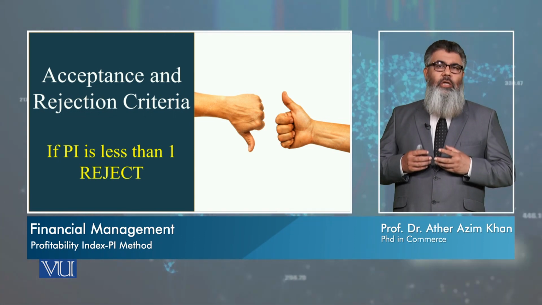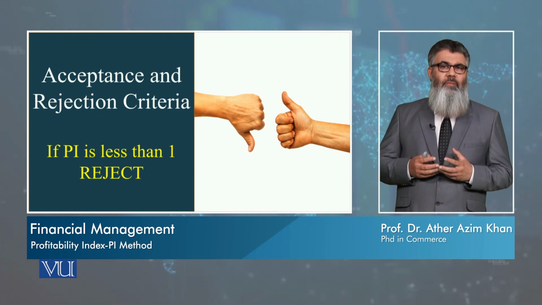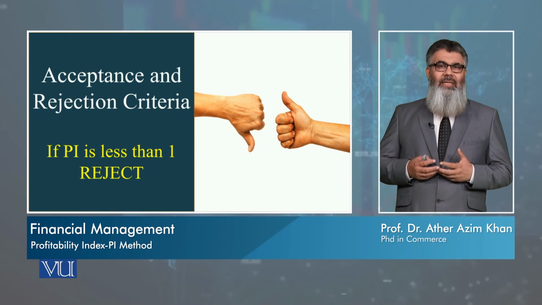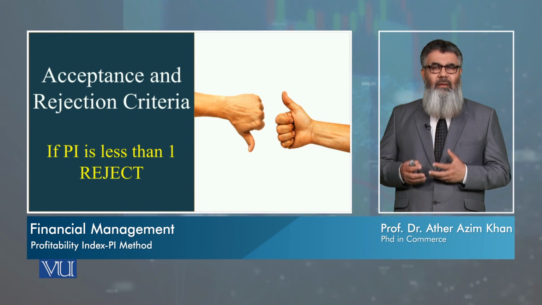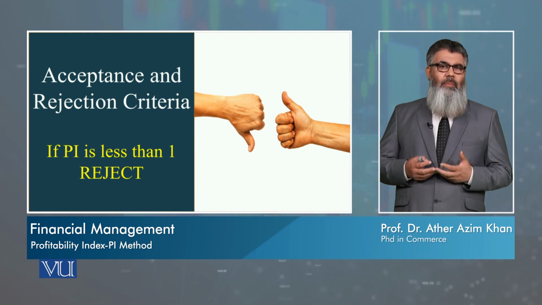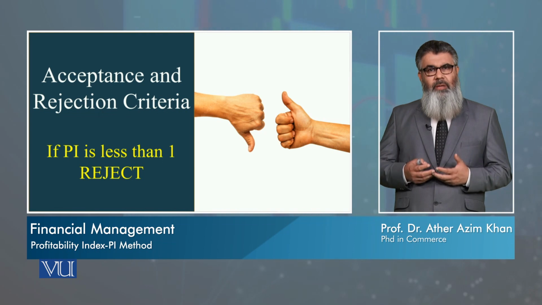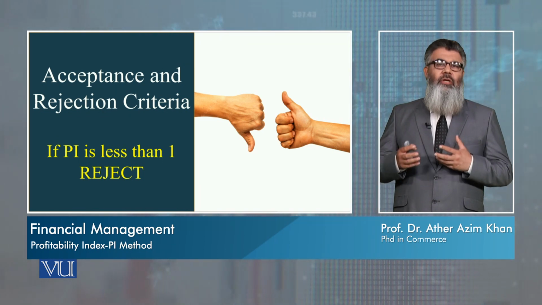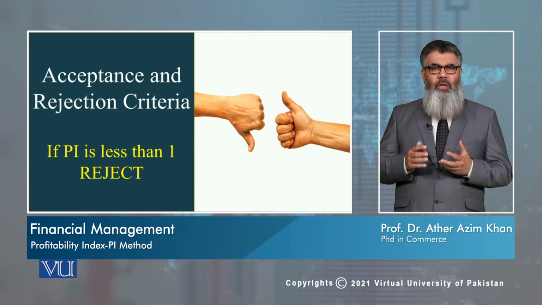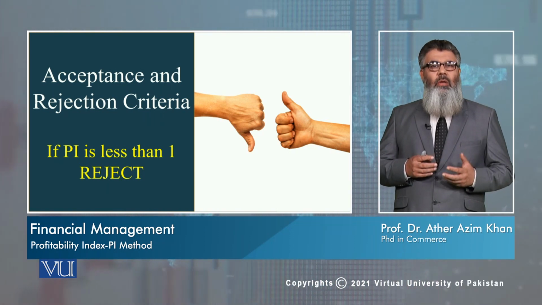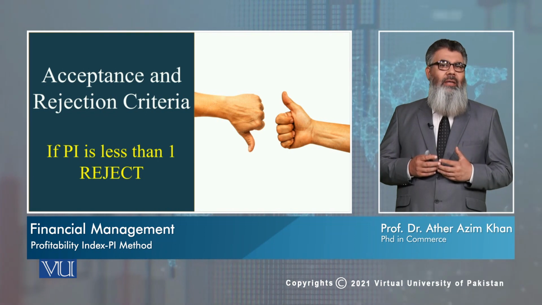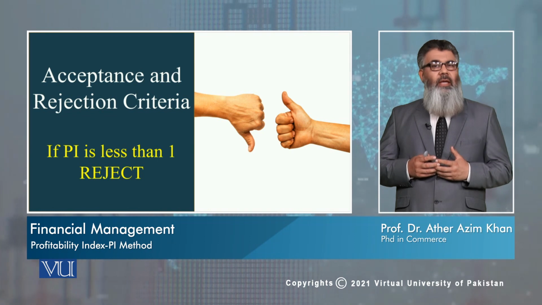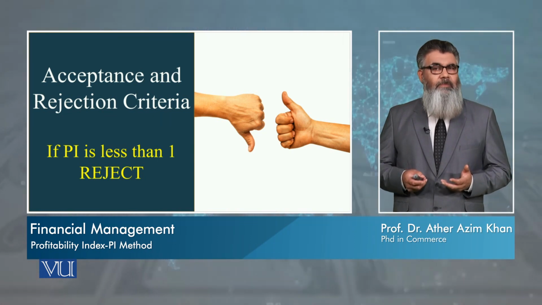So we conclude this discussion of profitability index by stating that profitability index is a method of evaluating a project for investment purposes, and it gives us an index value which revolves around 1.0, and any value which is less than 1 is something that leads to rejection of the project. Otherwise, the project is accepted.